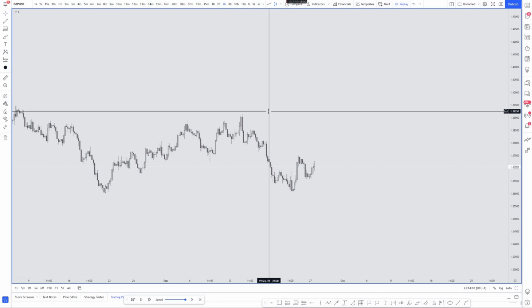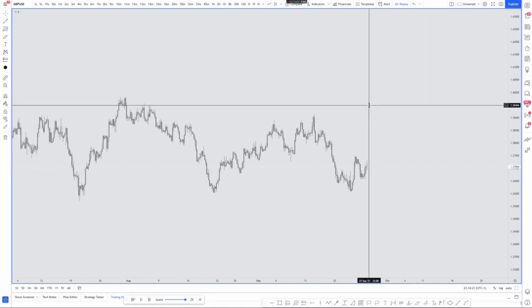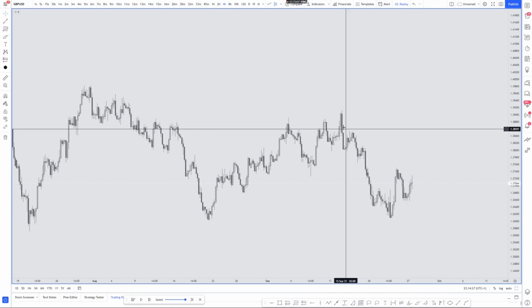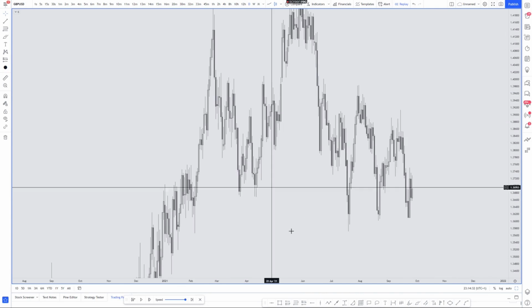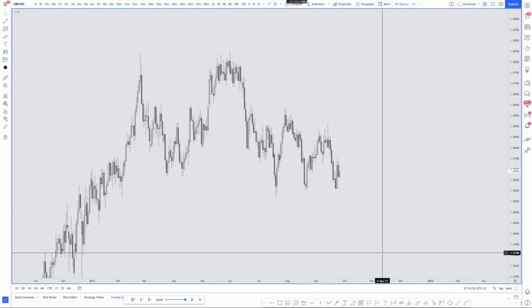Everyone. So we have GU here, and in this particular example, we're going to be showing something pro-trend and how it's a little different than a counter-trend move.